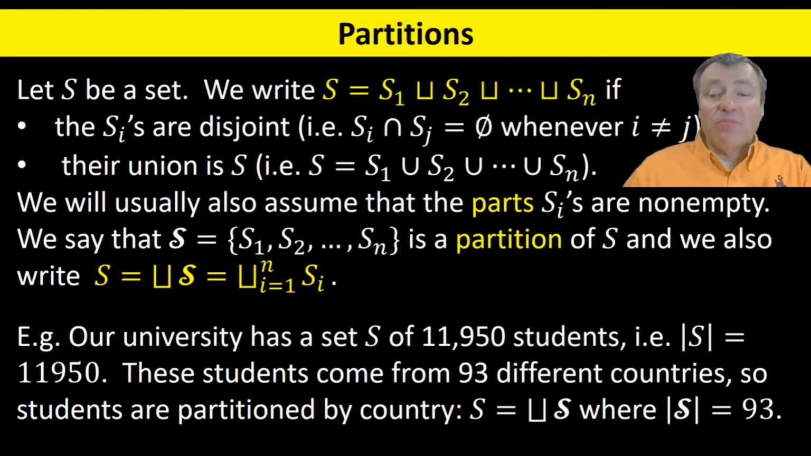This gives 93 parts. Let's say S1 is a subset consisting of students from the USA, S2 is the set of students from France, S3 the set of students from Pakistan, and up to S93, the set of students from South Korea. So there are 93 parts in the partition. Script S has 93 elements, each of which is in turn a set of students. And the union of these is the original set S, the entire student body. So there's a big difference between S and script S.